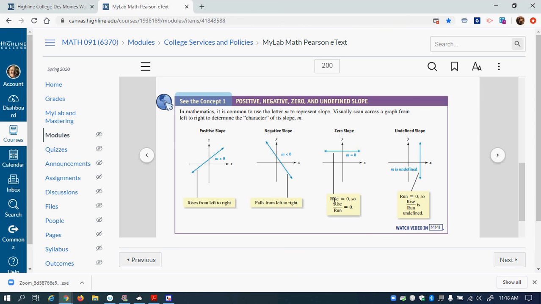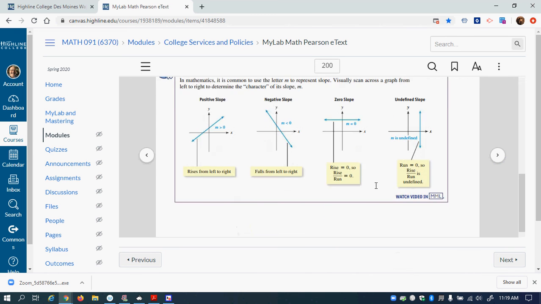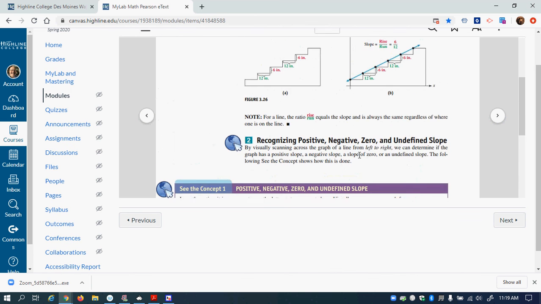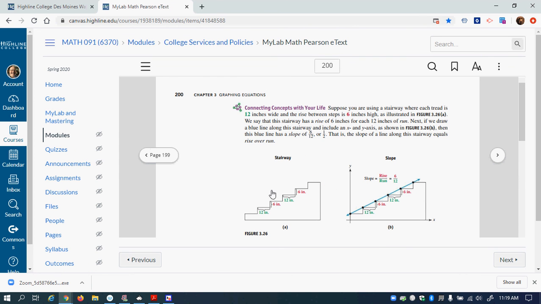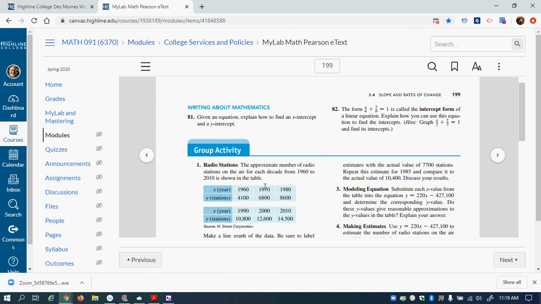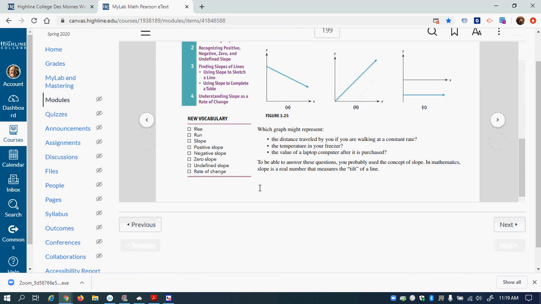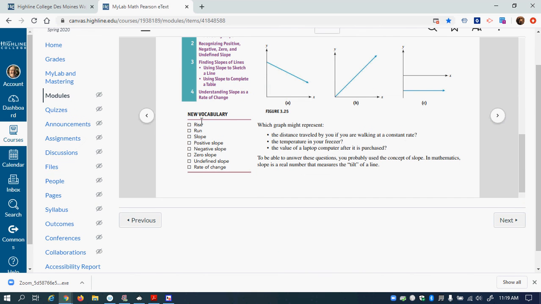Over here, though, the rise is 0, but the run is not, because we keep running in the positive infinity direction. So 0 divided by a number would give you 0. So these are the basics to what slope is about and what we're going to get further into. But again, make sure you are aware of what rise, run, slope, positive, negative, 0, and undefined slope mean.